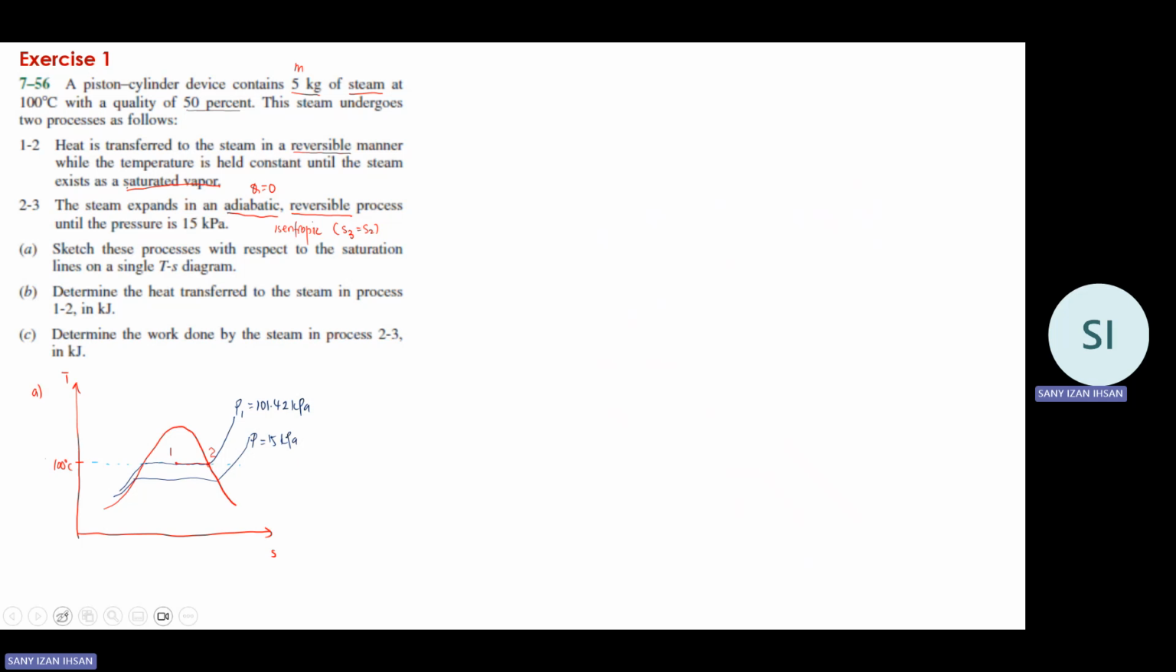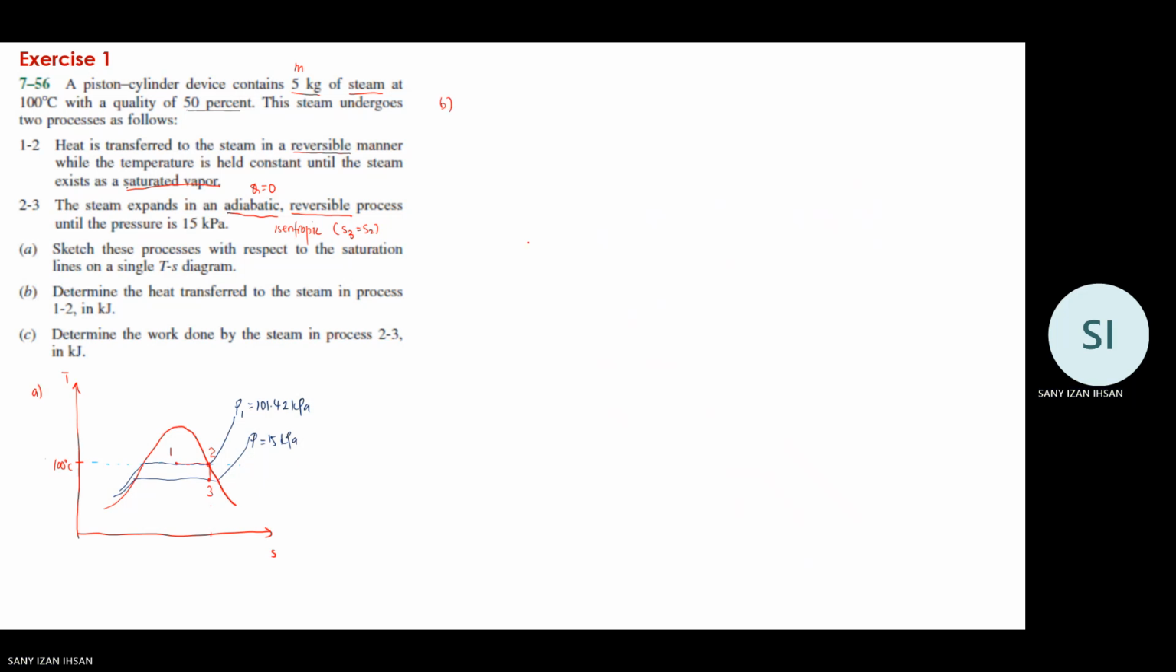So we would expect then the process from 2 to 3 will go this way, then vertical down until you reach this point. Okay, it is isentropic, so S will be constant. That will be the S value where S2 and S3 align. Okay, and what else? I believe that would be all for part A, right? Okay, for B and C, let's check.